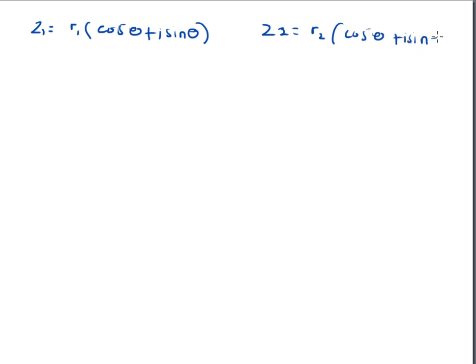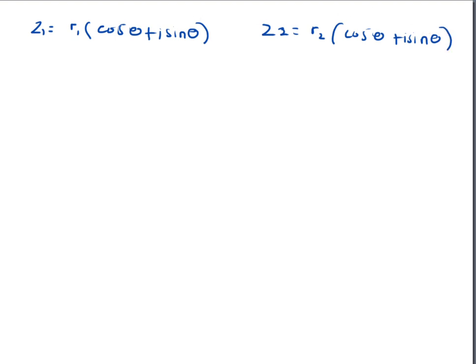Now, having these two complex numbers in the polar form, we have Z1, right? Okay, let me use the blue. So we have Z1, which, as you saw earlier, has the form: the modulus R1 multiplied by cos theta plus i sin theta. And Z2, of course, is equal to R2, the modulus, multiplying cos theta plus i sin theta.